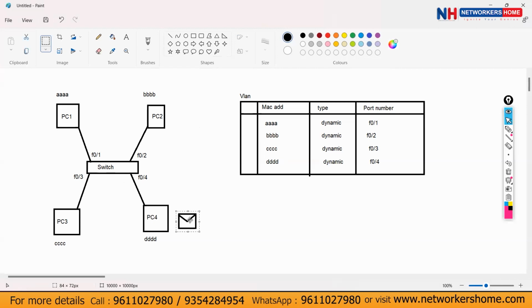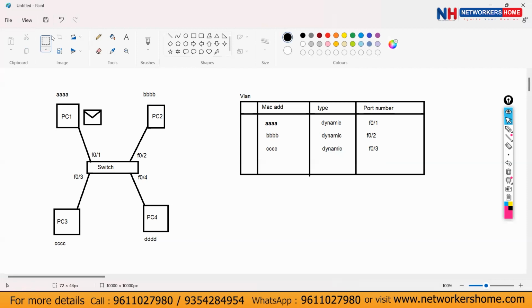Now PC4 wants to communicate to PC1. PC4 will send this message to the switch. What will the switch do? The switch will refer to its MAC table. It will understand that the source MAC address, the sender, is DDDD and the receiver should be 4As. So it will forward this packet to PC1. Correct? This is unicast messaging, one-to-one communication. Okay. So after 300 seconds, assume this entry is removed.